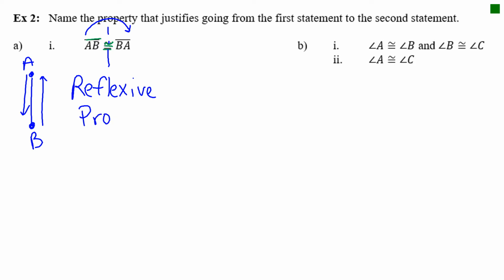Okay, which basically states that you're saying that something is congruent to itself. So in this case, I'm saying the line segment AB is congruent to itself, which makes sense. It's the same exact one, right?